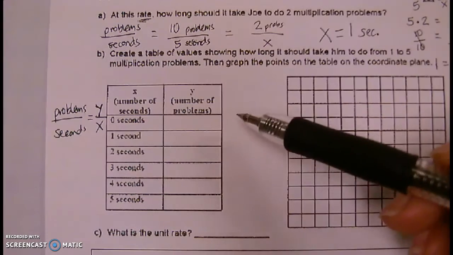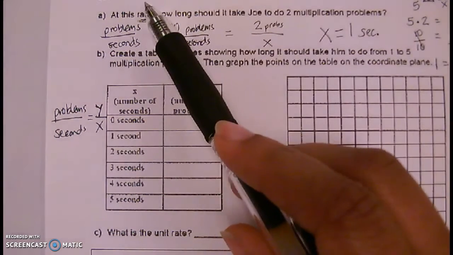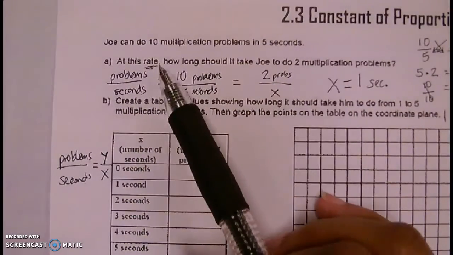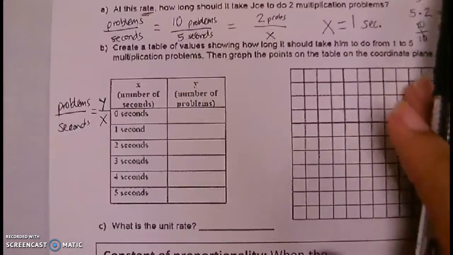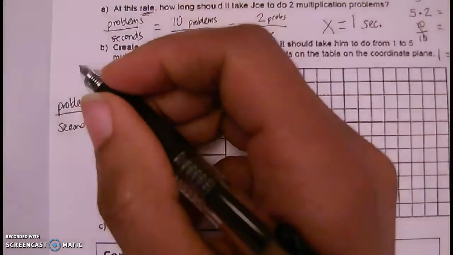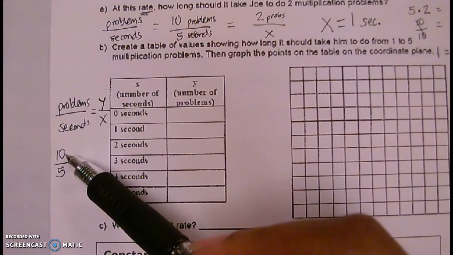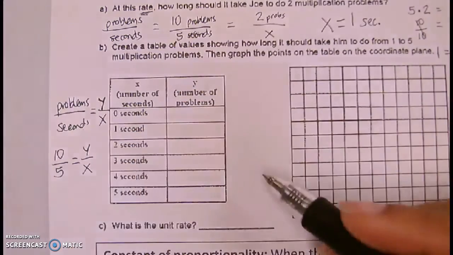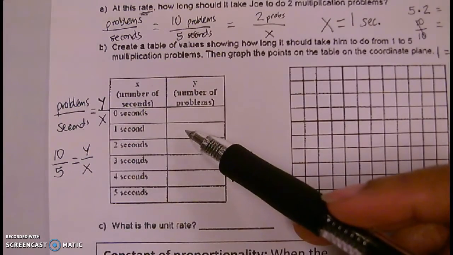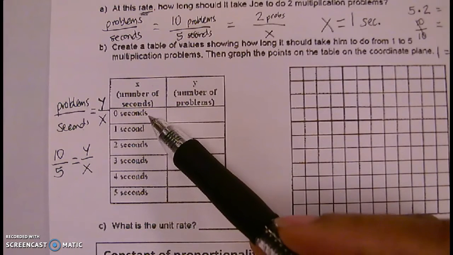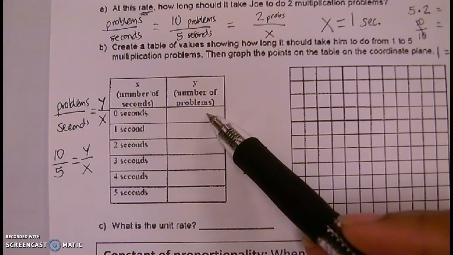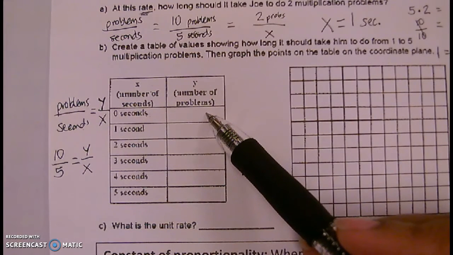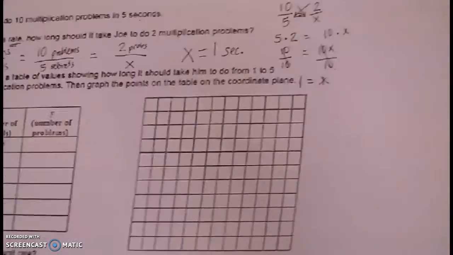Now we can set up what we know. We know that Joe can do 10 problems in 5 seconds. So I'm going to say 10 problems over 5 seconds equals y over x. Now I'm going to go over to the side and plug in my x, and I'm going to have to solve for y in order to fill out this table. I'm going to do the first 2 with you now just to show you how you should work these problems out.